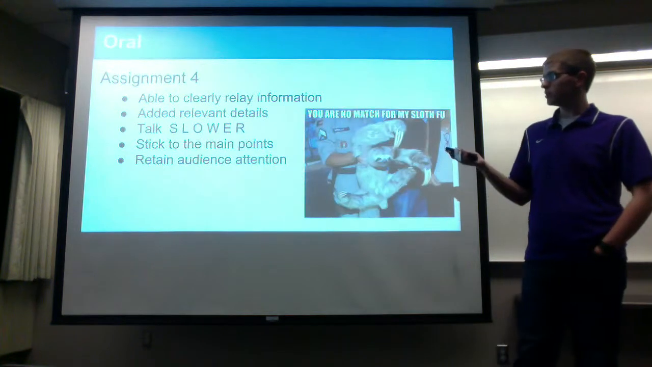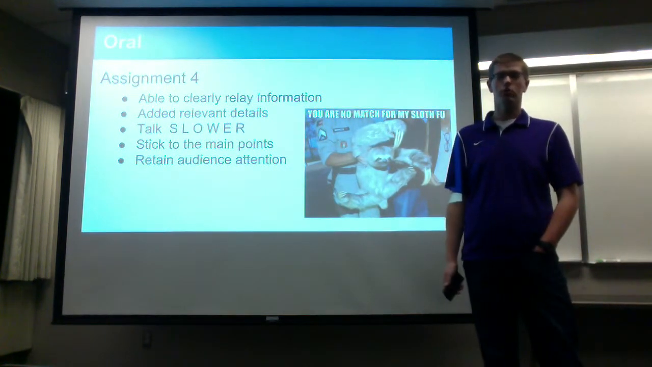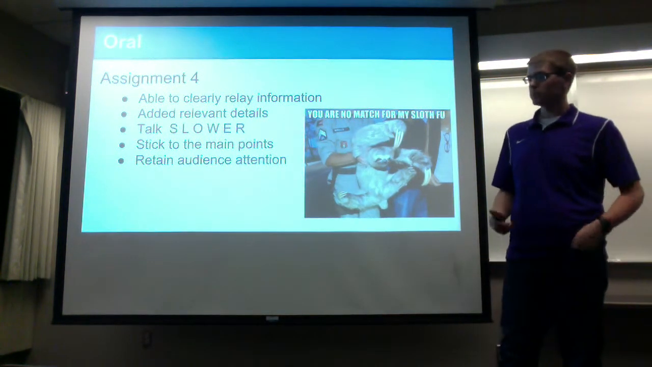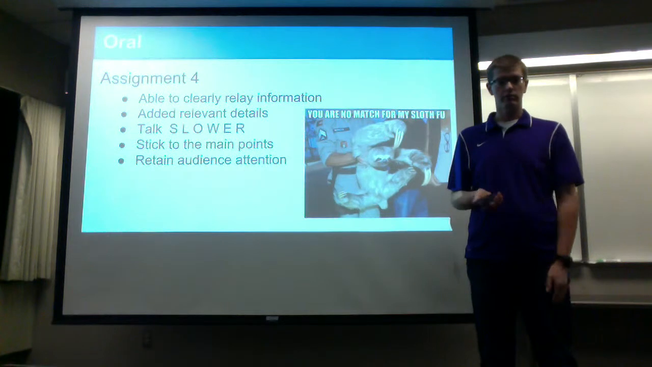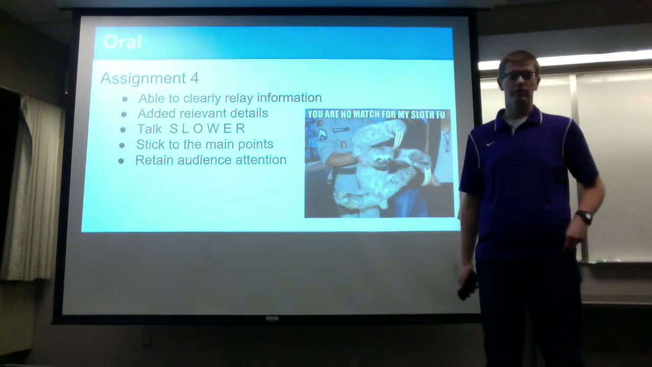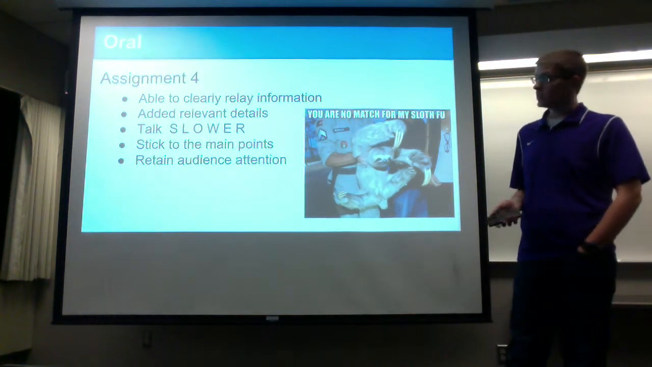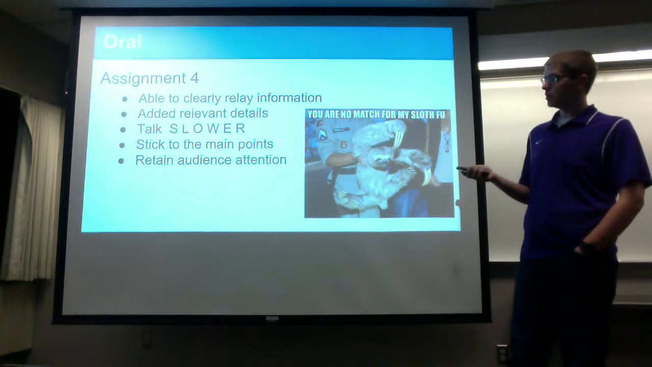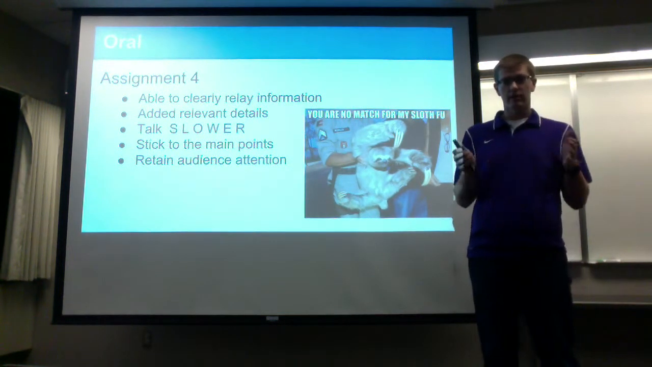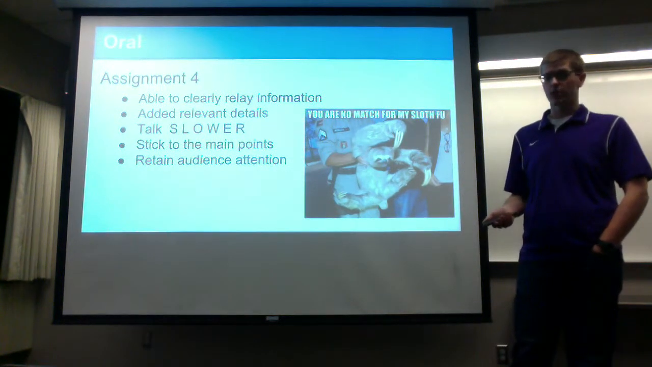To start off with, in the oral communication category, I chose assignment 4, which was the visual rhetorical analysis. With this assignment, I thought I did a nice job of being able to clearly relay information to my audience and giving them lots of relevant details, so I didn't leave them wondering about the topic after I had explained something. One thing I learned after giving my presentation was that I need to talk much slower. I tend to talk very fast when I'm giving a speech, and that can cram a lot of detail together and leave things a little confusing for the audience.